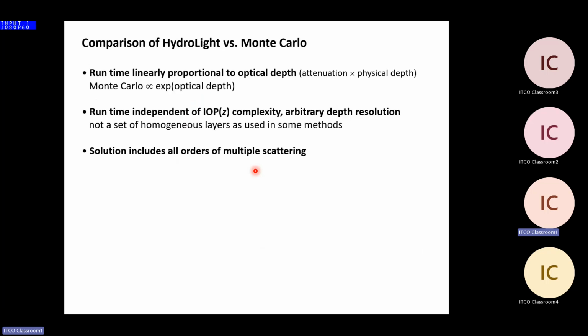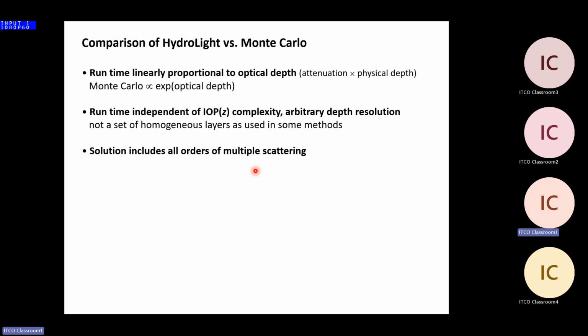Right. As a comparison of HydroLight versus a Monte Carlo model, we don't have this problem anymore of computational inefficiency. In fact, the runtime is pretty much linearly proportional to the optical depth, which is the attenuation times the physical depth. So it will run slower if you put in heavily scattering waters, but you don't have the same kind of problem as with Monte Carlo, where it's really an exponential function of the optical depth. If you put more scattering in, the problem just blows up to be really computationally inefficient. And you can put in arbitrary profiles of chlorophyll through the water column or other IOPs.